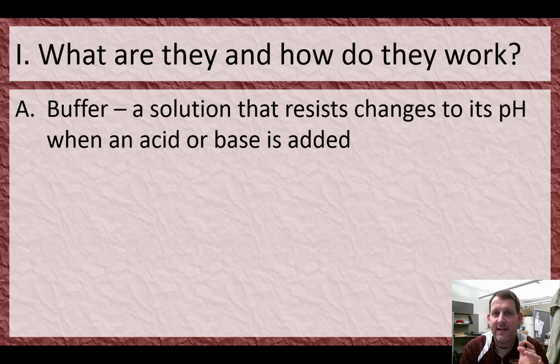So a buffer basically is any solution that resists changes to its pH when an acid or base is added. So basically you'd add some acid to a solution and you would expect the pH to go down by however much because I added so much acid. And with a buffer, the pH will go down, it'll get more acidic when you add an acid, but only by a little bit, much less than you'd expected. And that's its buffering effect. So it resists changes to its pH.